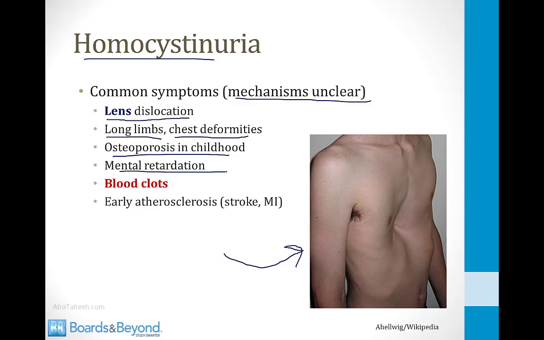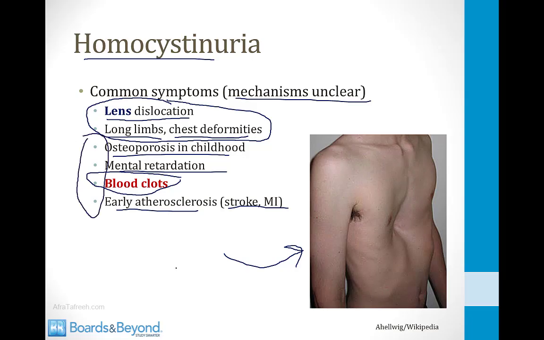And then the major problem with very high levels of homocysteine is blood clots. In addition to pulmonary embolism and DVT, these patients can have early atherosclerosis with stroke and MI, and they often die from a blood clot disorder or a stroke or a myocardial infarction. Now, these first two symptoms here, lens dislocation, long limbs, and chest deformities, can also be seen in Marfan syndrome, but don't get confused between Marfan syndrome and homocystinuria. Only homocystinuria will display these problems on the bottom of the screen.